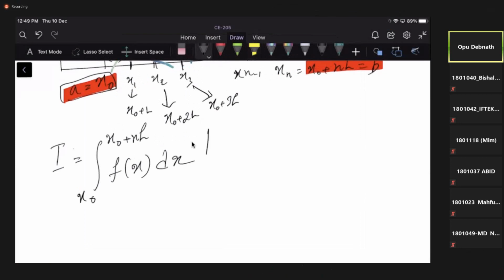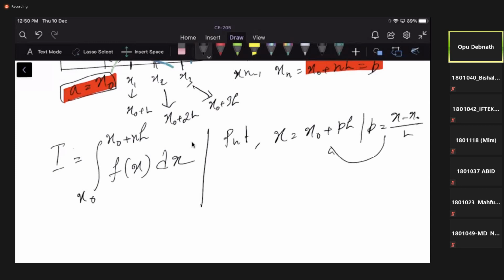So in this equation we should put x equal to x0 plus ph, because we know that p is equal to x minus x0 divided by h. Now dx will be: x0 is a constant, so its derivative is 0, plus h is also constant, and p, if you take the differentiation, dx is equal to h dp.